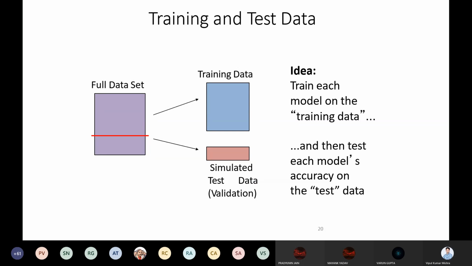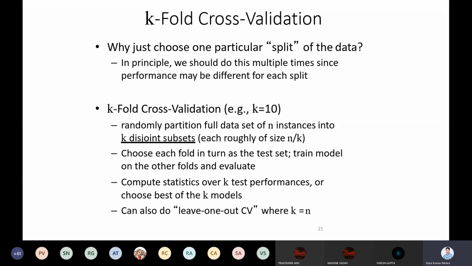But suppose this test data is not enough to test with, and you do not have enough data either, so that you cannot give a big amount of data to the test set. In that case, we use cross validation. How does cross validation work? We split the entire data into n parts, or k parts, right? Then we pick one part from those k parts as test data, and the remaining parts go to the train data.